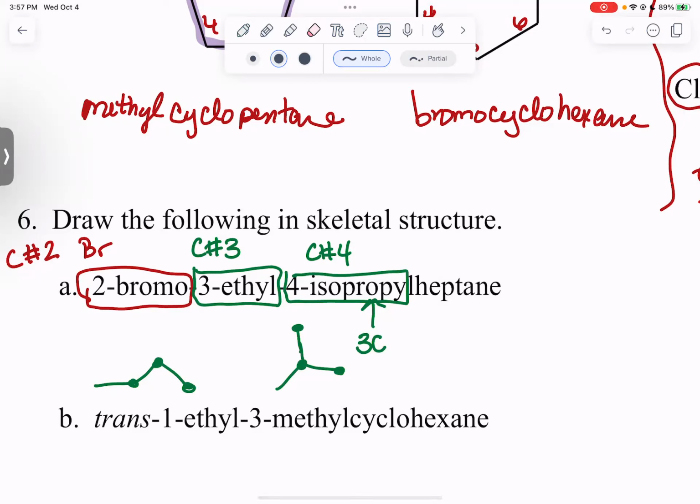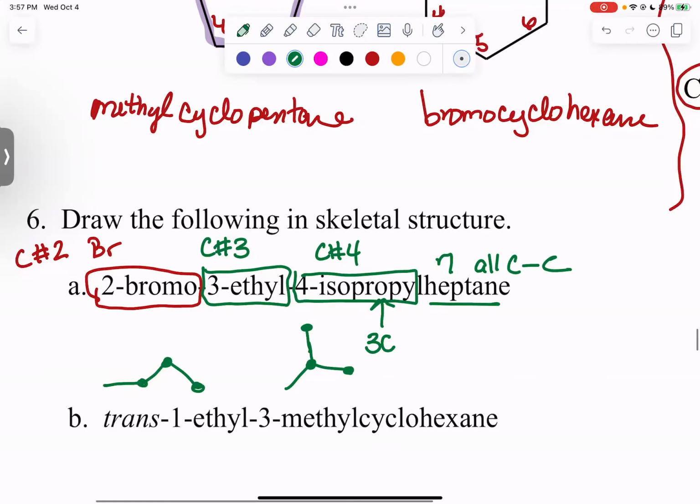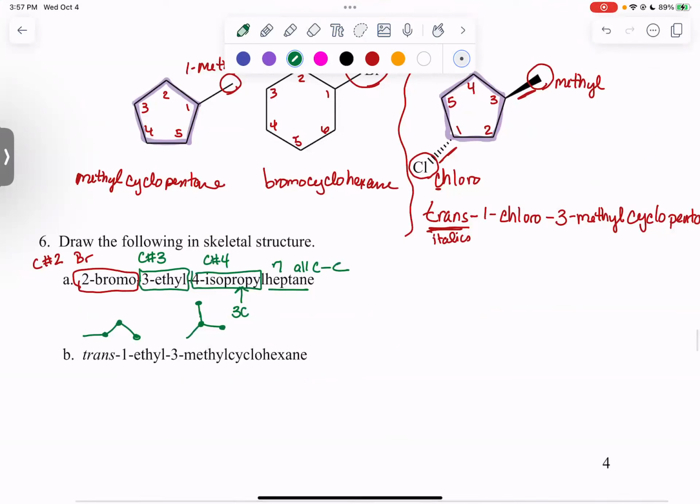All right, and then heptane is telling us what? Heptane is telling us that it's 7 carbons and it's all carbon-carbon single bonds. Okay, so let's draw this. We're going to draw our parent first. 1, 2, 3, 4, 5, 6, 7. And you could have started going down, doesn't matter. Doesn't make a difference. So off of carbon number 2, so 1, 2, 3, 4, 5, 6, 7.